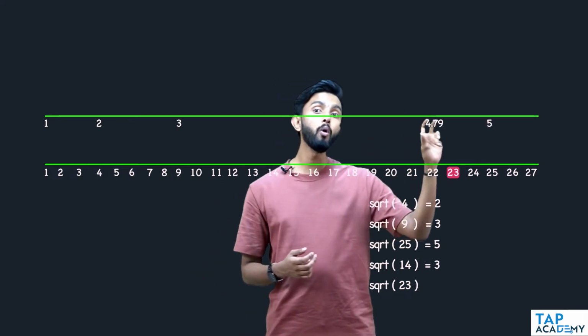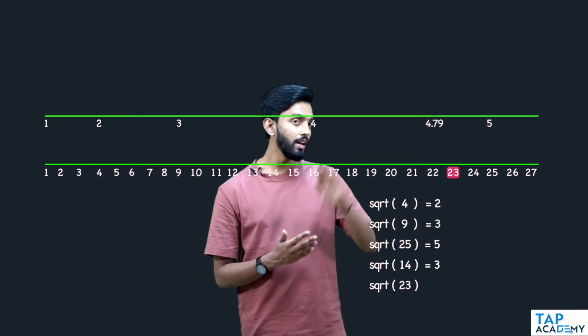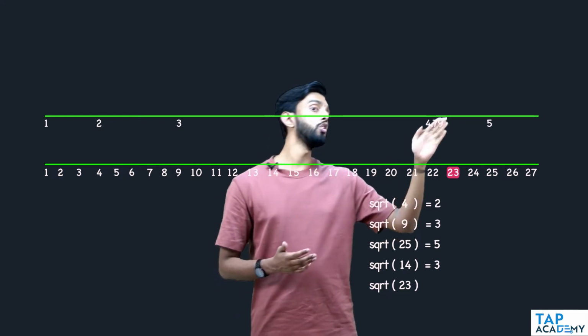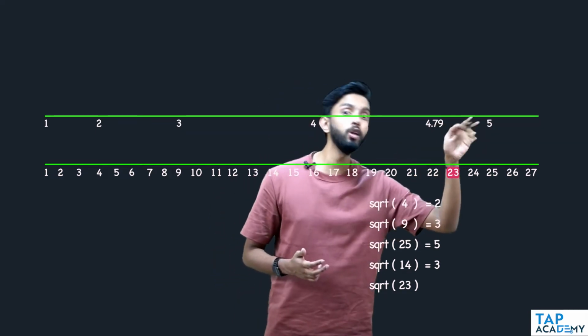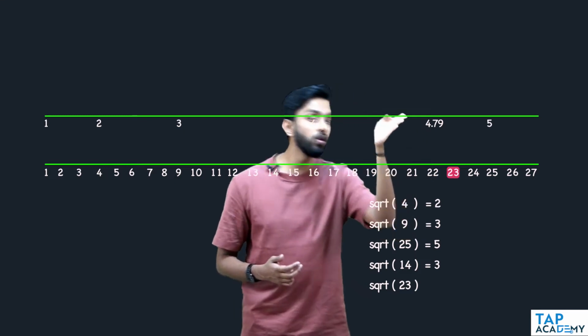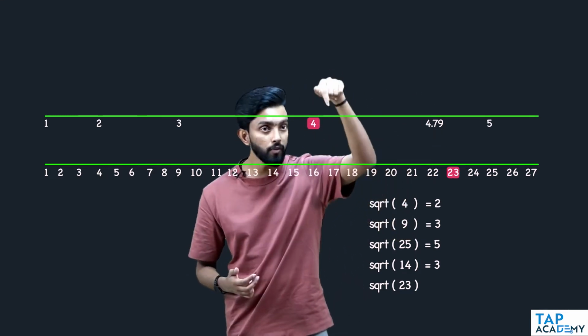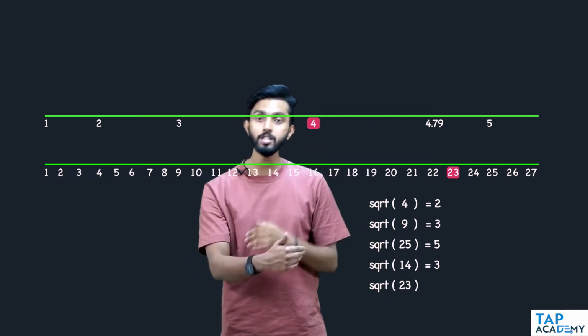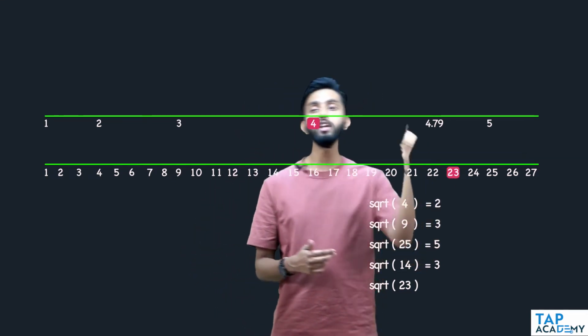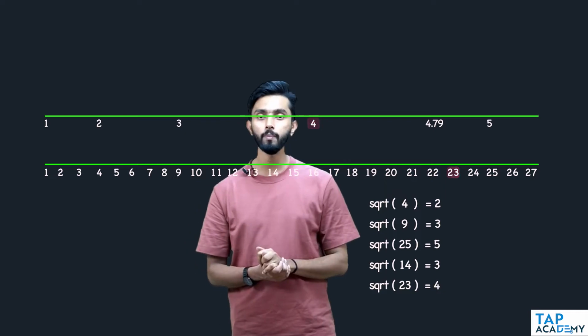If it is 4 point something, he is saying not to round it to the higher value. Higher value means it will be ceil. You must round it to the lower value, which means floor. So, floor will give me 4. So, the question says the square root of 23 should be 4. That's what I am showing.